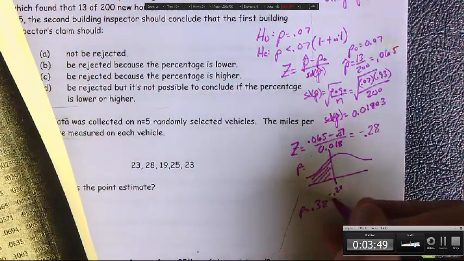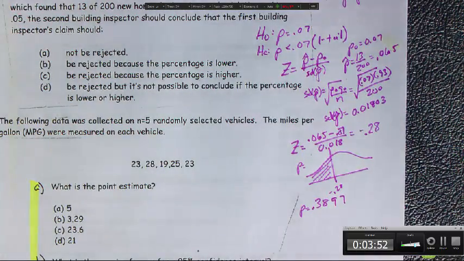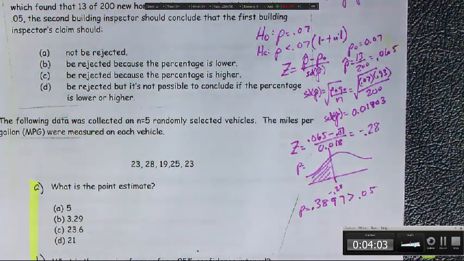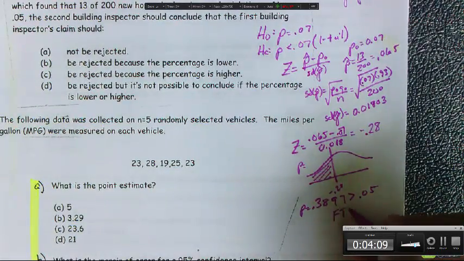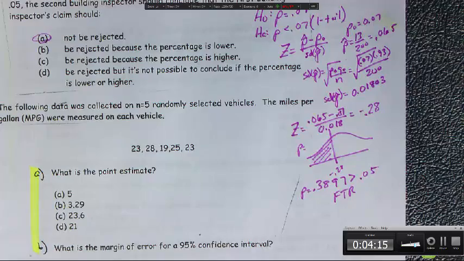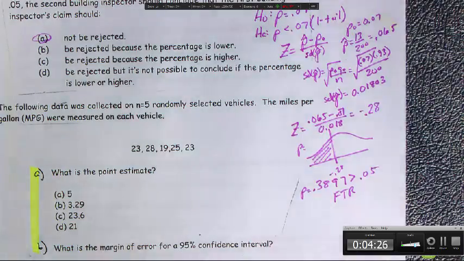P-value is 0.3897. Do we need to double it? No, it's a one-tailed test. And then we compare that to alpha. How does that compare to 0.05? It's greater than. So then that means that we're going to fail to reject. So the answer is A, not be rejected. Fail to reject. If it's greater than alpha, or alpha is the probability of rejecting the null, given the null is actually true. If the probability of your sample is greater than that, then you want to fail to reject. There's not enough evidence to reject the null.